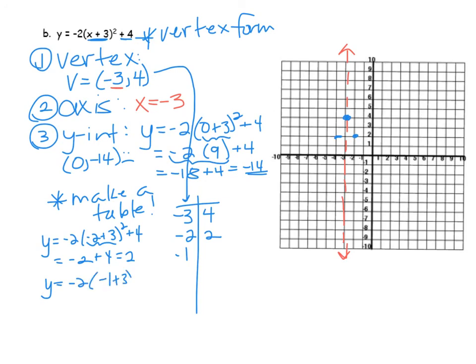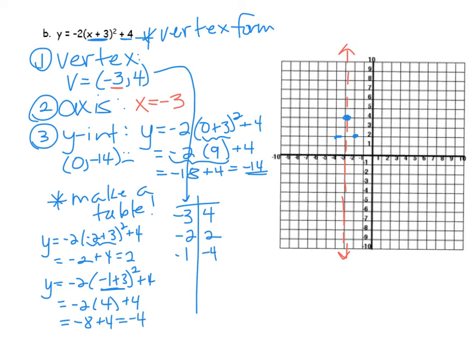-1 plus 3, and then we'll square that. So -1 plus 3 is 2. 2 squared is 4. -2 times 4 is -8. And -8 plus 4 is -4. I think we're going to be good now.